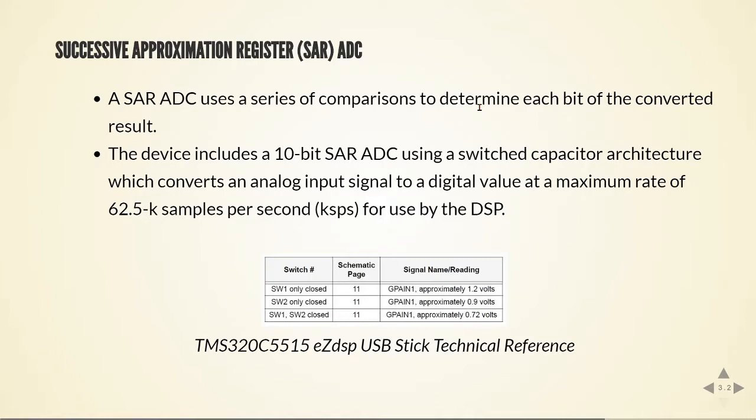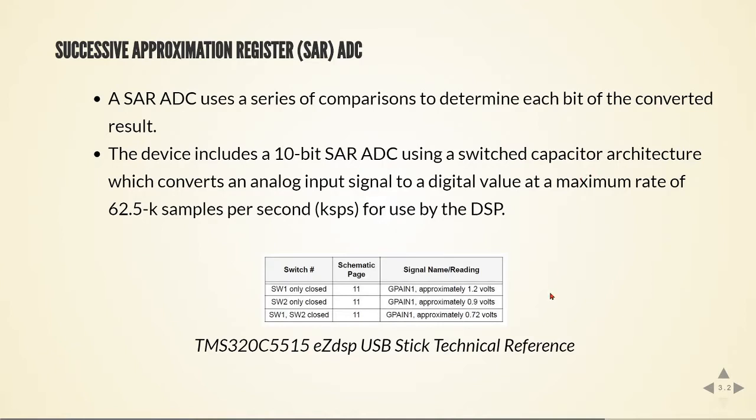You can read more about the successive approximation ADC, and there are the successive approximation registers in the C5515. The device includes a 10-bit successive approximation register ADC using the switched capacitor architecture that converts an analog input signal to a digital value at the maximum rate of 62.5 kilosamples per second for use by the DSP.